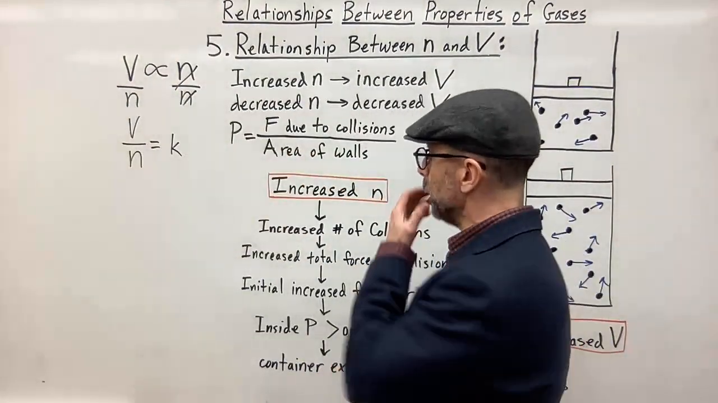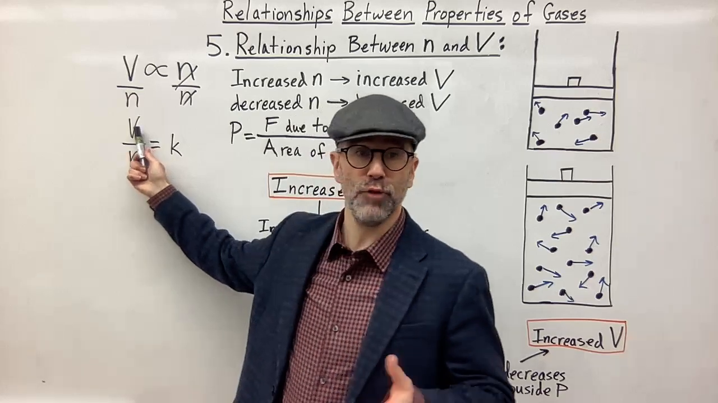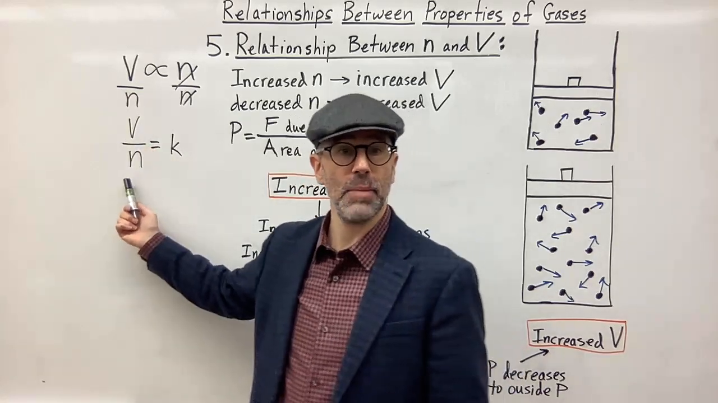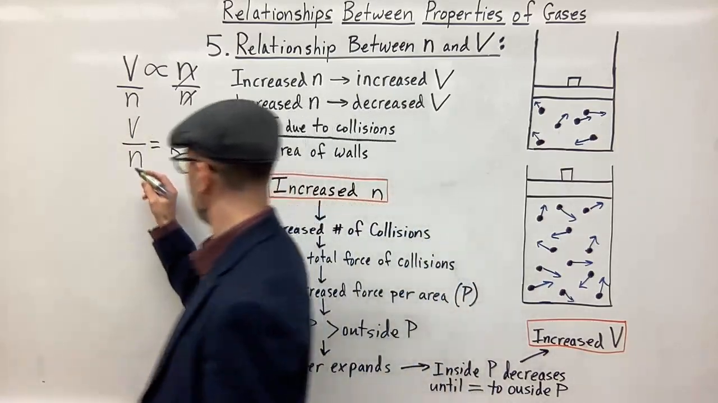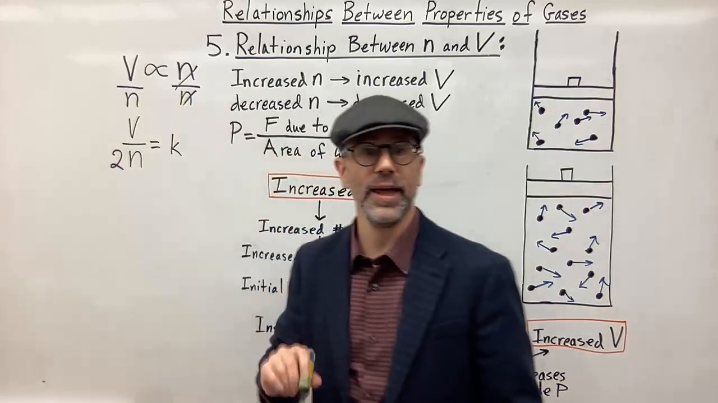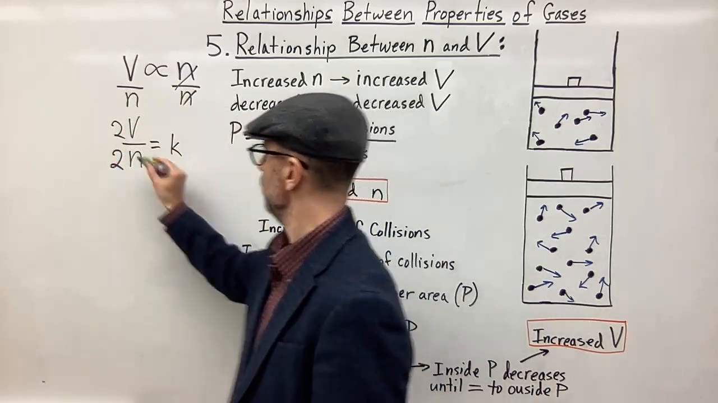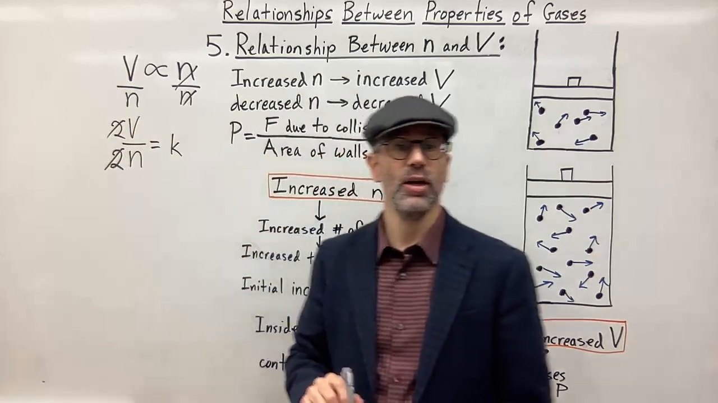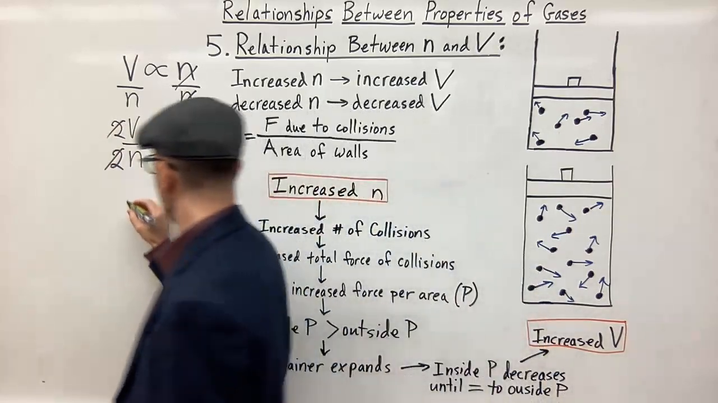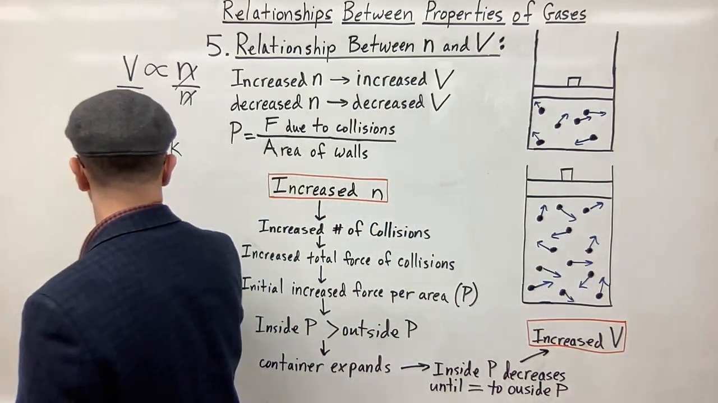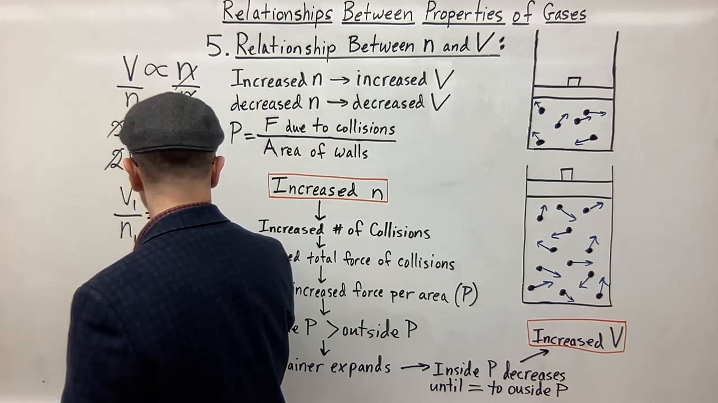So here I have V over N. In order to keep this constant, whatever I do to volume, I have to do the same thing to the amount of particles. Whatever I do to the amount of particles, the same has to be done to the volume. So if I double the amount of particles, then the volume has to double in order to keep this constant. So of course, the twos cancel out, I get the same ratio back. So this is constant. So what is this law? The equation is V1 over N1 is equal to V2 over N2.